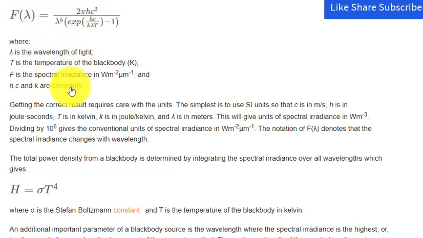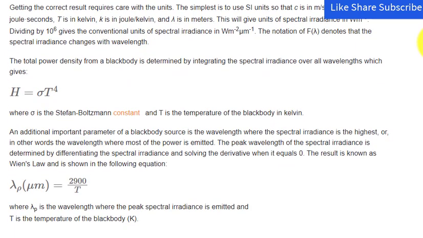The blackbody sources which are of interest to photovoltaics emit light in the visible region. The spectral irradiance from a blackbody is given by Planck's radiation law, shown in the following equation, where lambda is the wavelength of light, T is the temperature of the blackbody, K, F is the spectral irradiance, and h, c and k are constants. Getting the correct result requires care with the units.